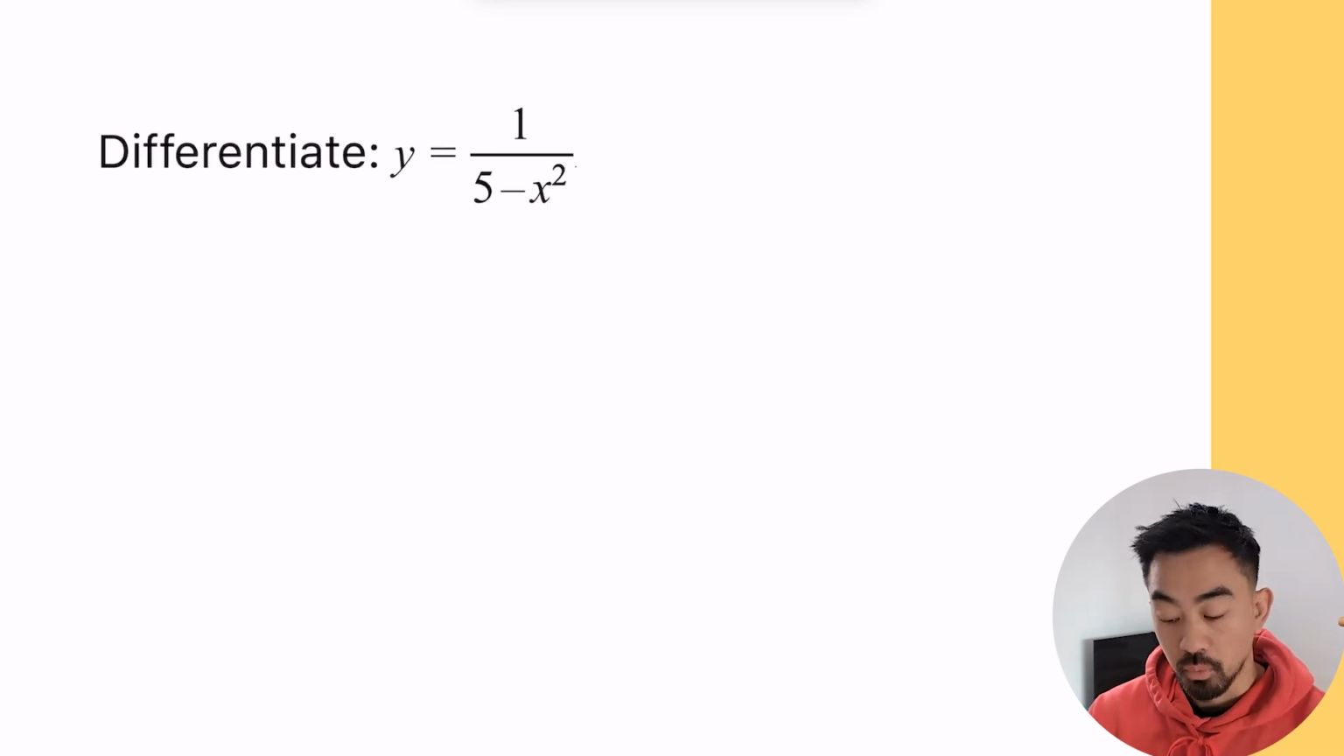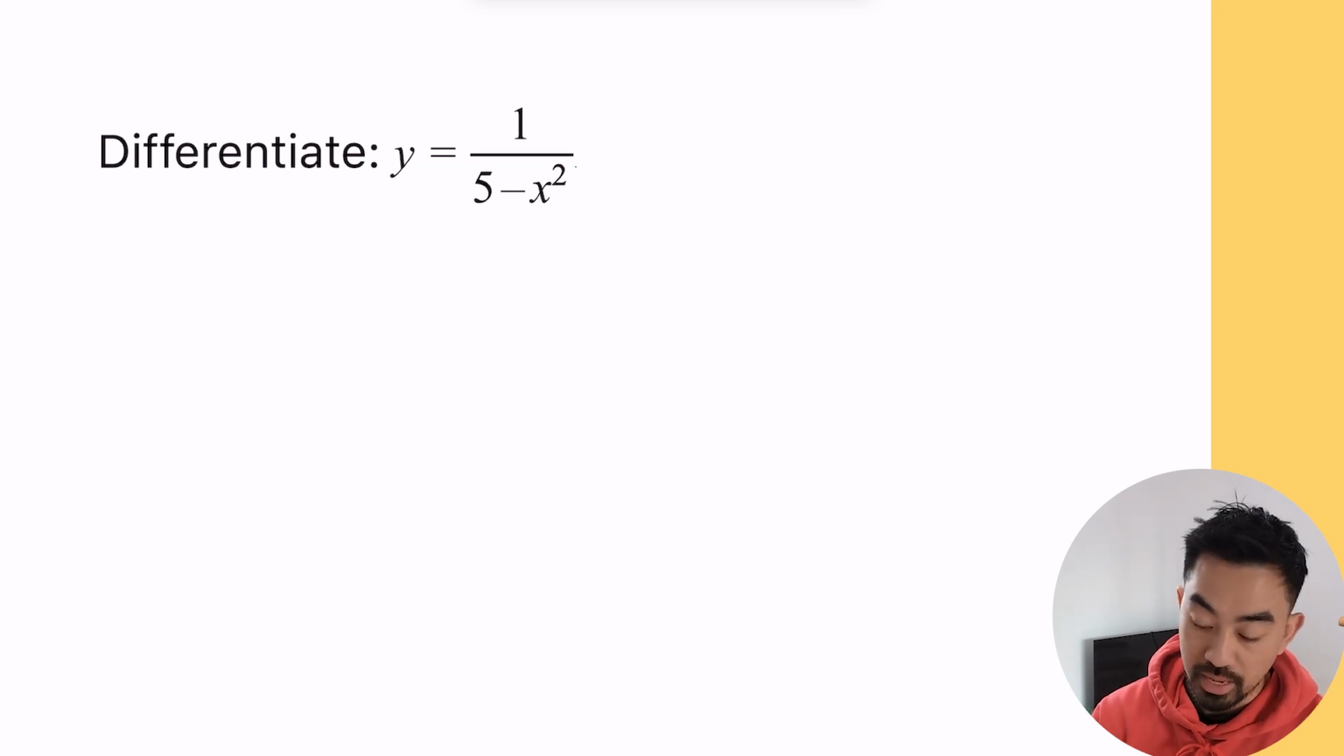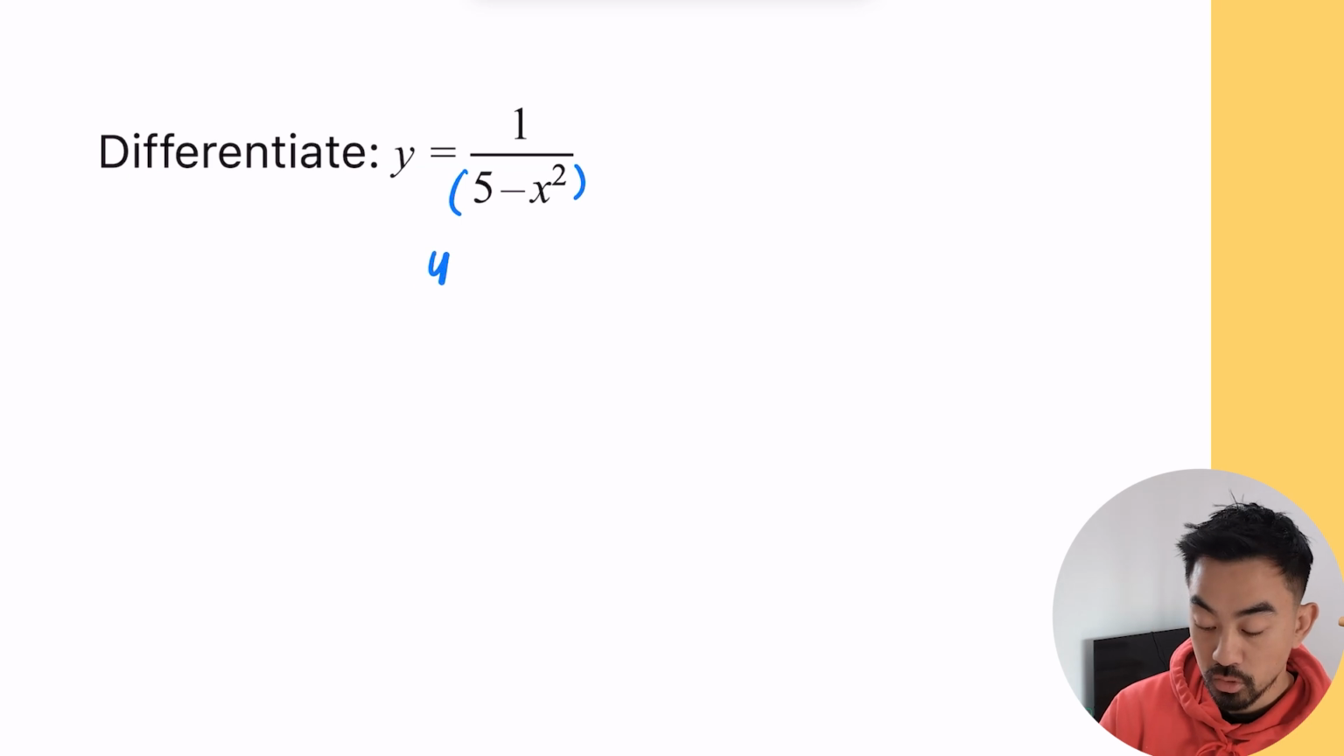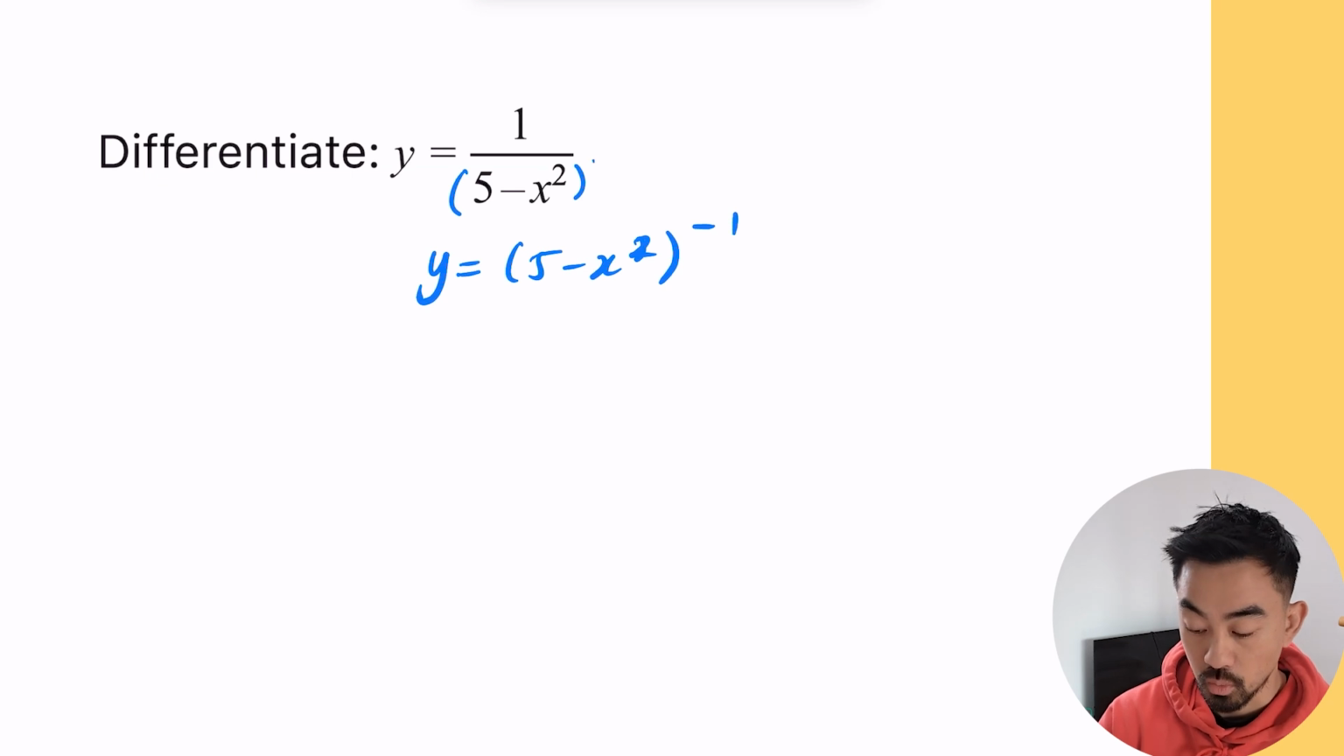All right, next example. Y is equal to 1 over 5 minus x squared. So similar to the other example before, you want to bring this whole thing to the numerator. So y is equal to 5 minus x squared to the power of negative 1. Okay, because there's a 1 here.